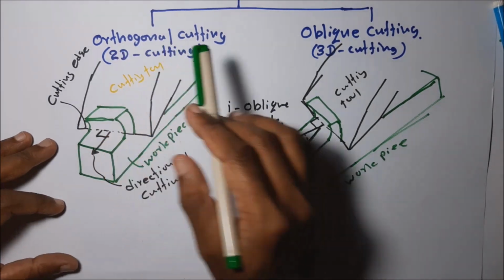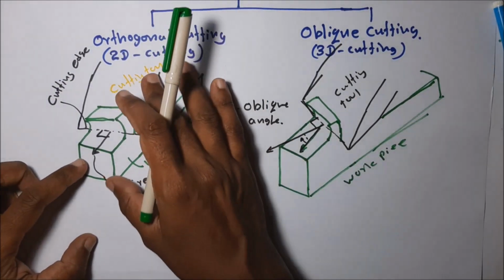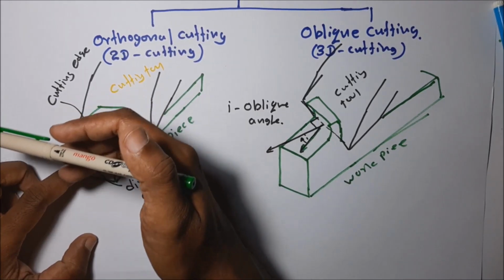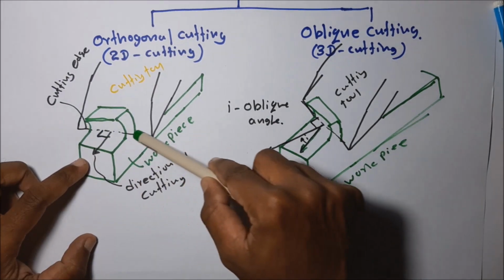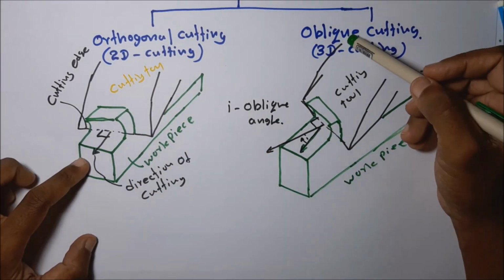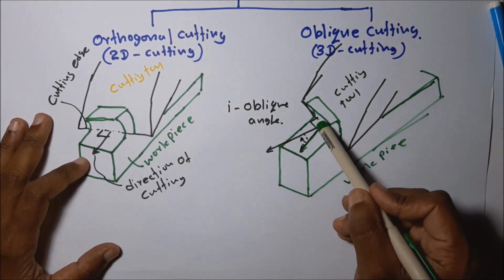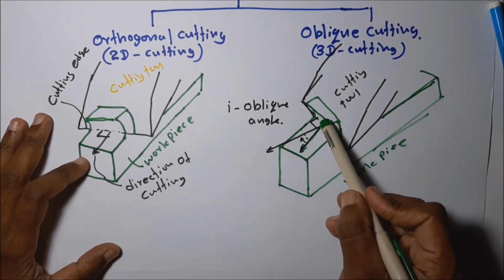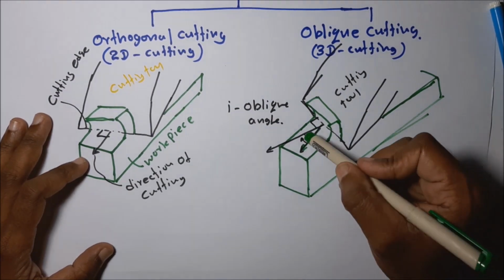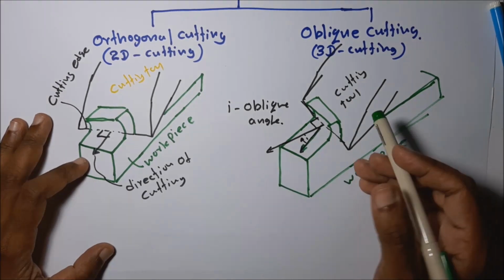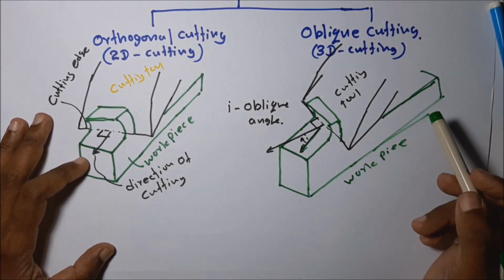So the orthogonal cutting, oblique cutting. What is the difference between these two? In orthogonal cutting, the cutting edge is at an angle perpendicular to the direction of cutting. This is the direction of cutting, this is the cutting edge. You can see this is perpendicular. Then in the oblique cutting operation, the cutting edge is at an angle to the direction. Here you can see this is at an angle to the direction of cutting. Then this inclination, this angle, is called the oblique angle.